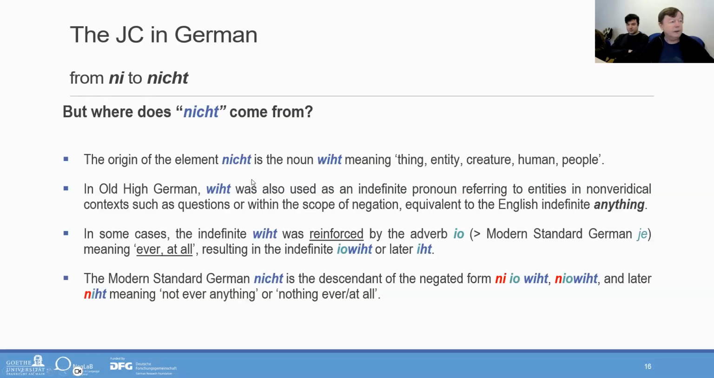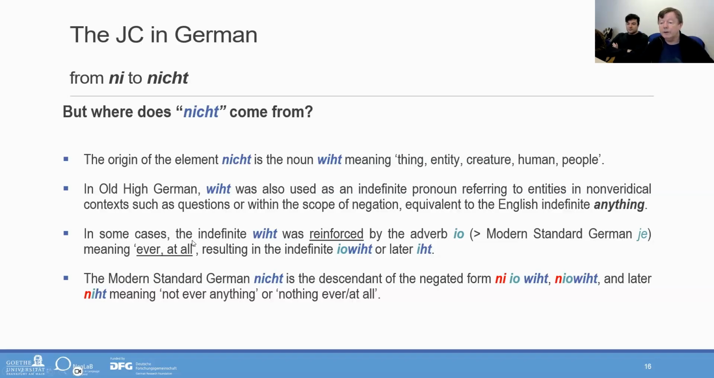Niht, the new negator, has its origin in the noun wicht, with a very general meaning. It meant something like thing, entity, creature, human, or people. And this wicht could also be used as an indefinite pronoun in Old High German and then referred to entities in non-veridical contexts, such as questions or within the scope of negation. It was equivalent to English anything.